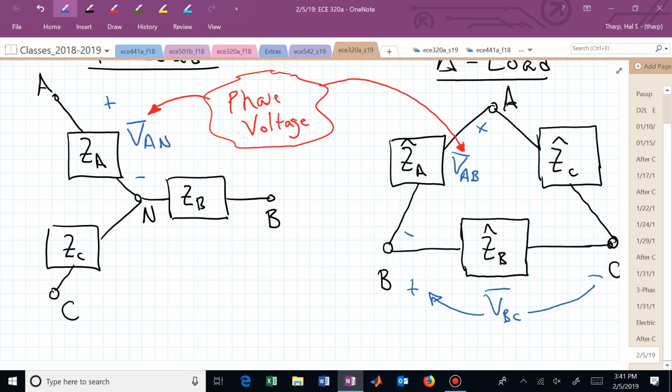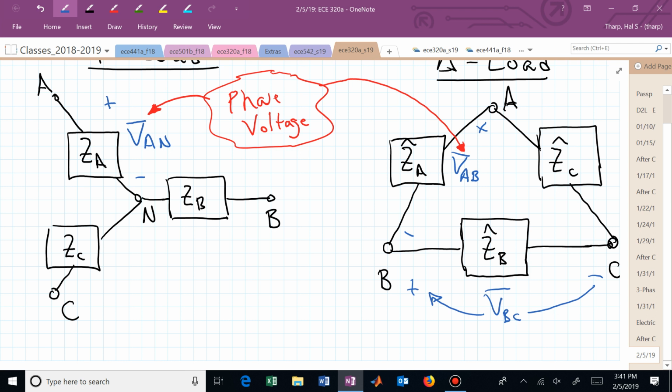So are you saying here that VAN and VAB are not considered the same voltage? The question was, you've confused me, Dr. Tharp. You're calling these two things a phase voltage. Are they not the same? No, they're not the same, but they will be called the same. Why? That's just because that is the A phase impedance, and so the phase voltage will be called that voltage for that particular phase. It's the configuration that's different.